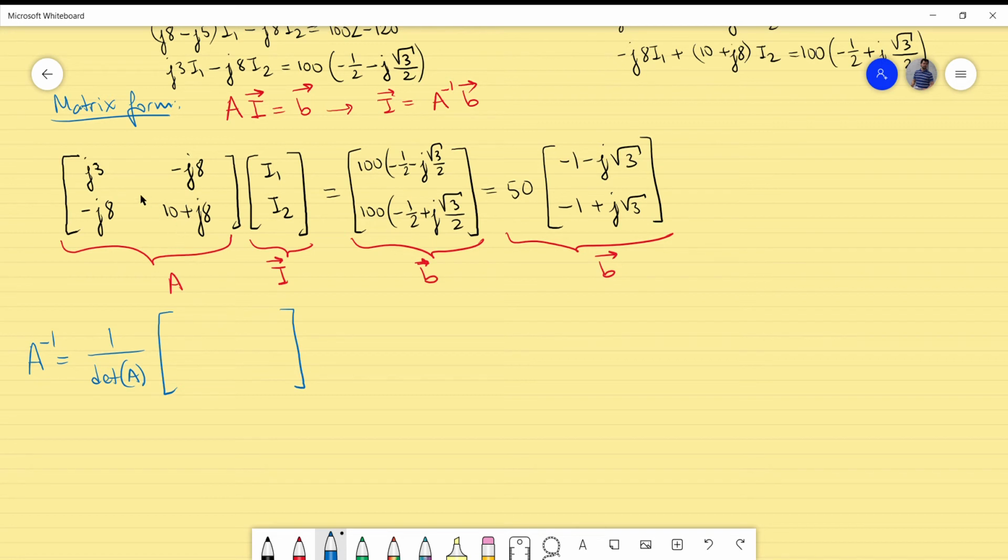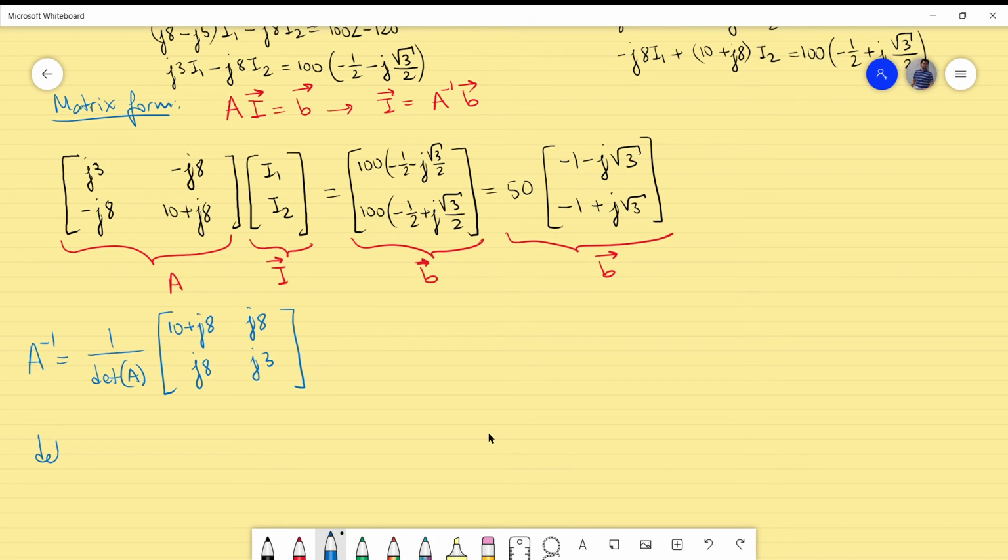We swap these elements, so the J3 and the 10 plus J8 will be swapped, so you will replace them, and you will take the opposite sign of this term and that term. That's just a formula, so you will have the following: 10 plus J8 and J3, so that's actually the first action, and the second is you will make the opposite sign of this element and this element. So we have actually this one. So that's actually the expression for the inverse.